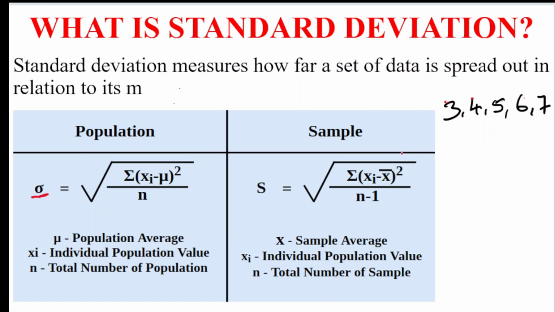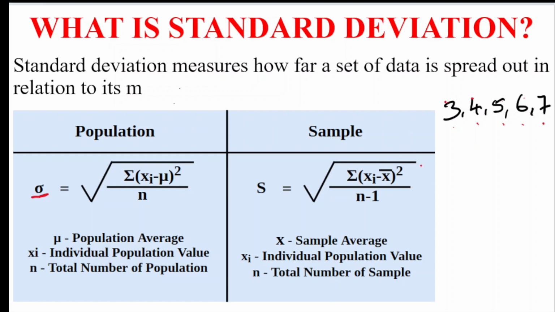And then the population average, which is represented by mu. Square root, you square everything, divided by n. N is the total number of population. How many numbers of population do we have here? We have 1, 2, 3, 4, 5. So these are the total number of population.